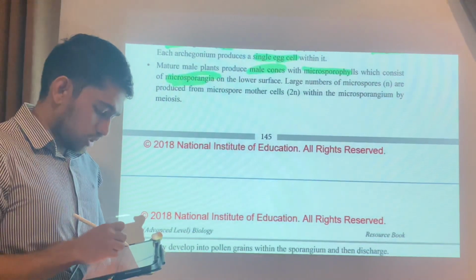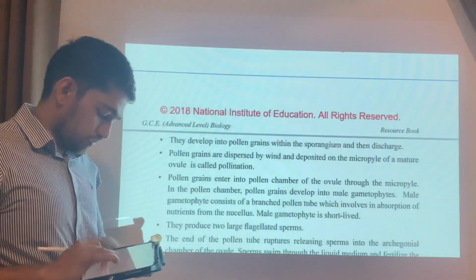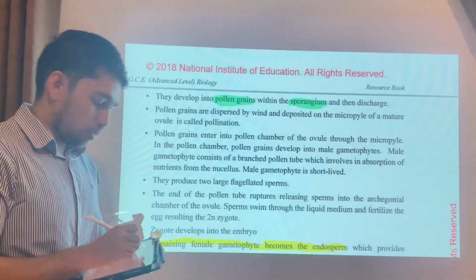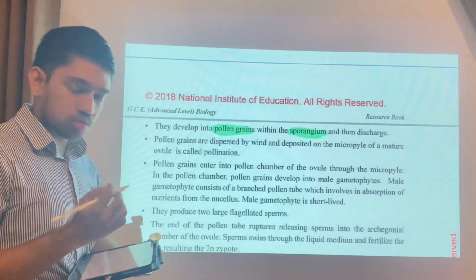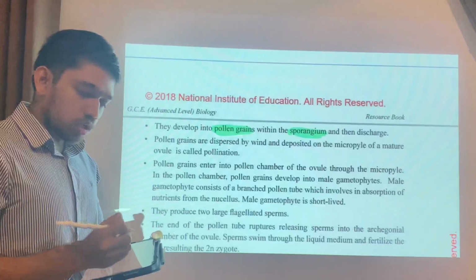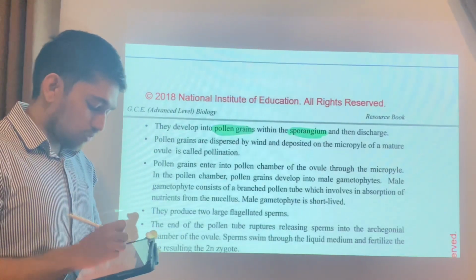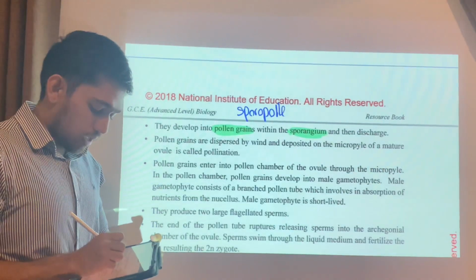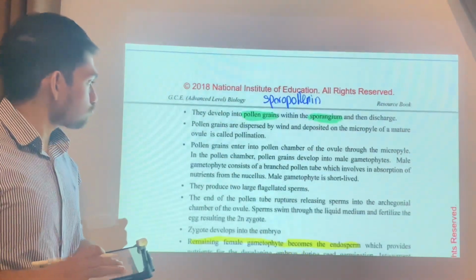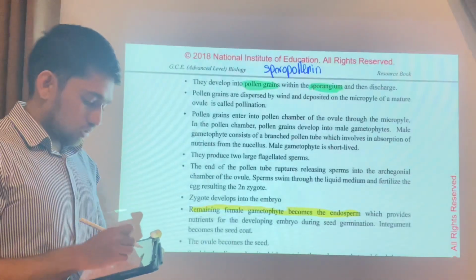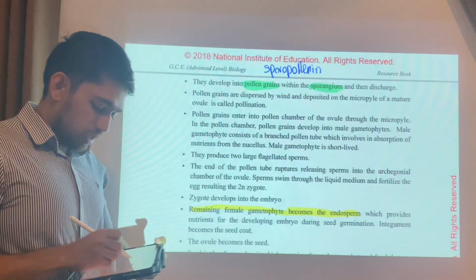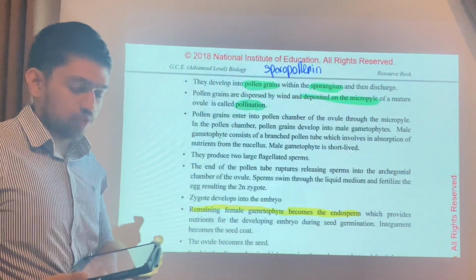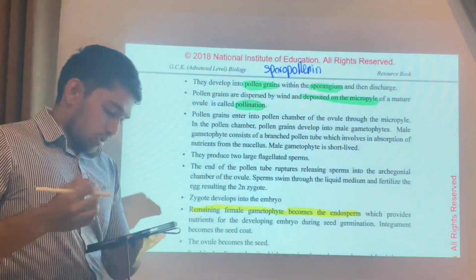Okay, so microspores are produced by meiosis, by microspore mother cells, same story, right? They develop into pollen grains within the sporangium, right? Pollen grains are sturdy structures. The wall of a pollen grain is composed of a polymer called sporopollenin. So pollen grains are dispersed and deposited on the micropyle. This process is known as pollination. We will have a proper definition later, right?